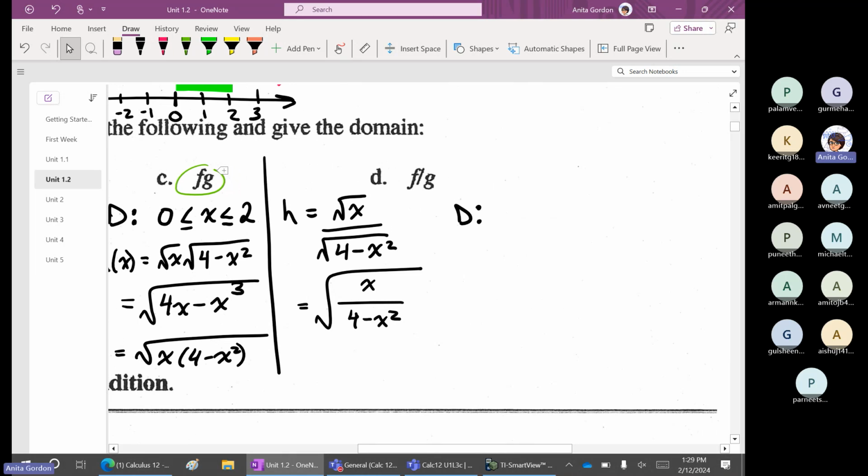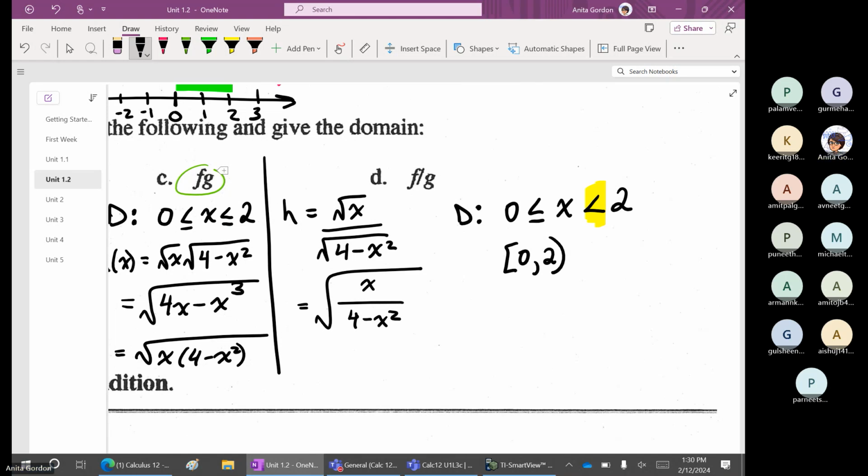Okay, can I get a volunteer to tell me what they think the domain is? Yes, sir? Strict, okay, yeah, so you're saying this cannot be equal to 2, but it can approach 2, right? Or in interval notation, this would include 0, cannot include 2. Okay, are we ready for the next example?